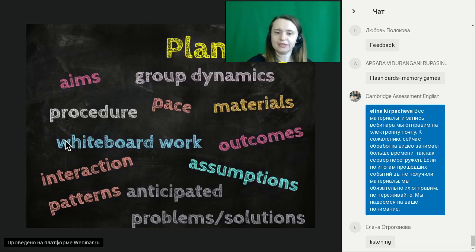So I need to think about assumptions. So what do I already know about the group? If it's offline teaching, what do I know about their level? What do I know about their character? What do I know about their abilities? So are they extroverts or introverts? How to group them? And that leads me to interaction patterns. So I need to plan who's going to talk to whom, and not to pair up students of two different levels, for example, or students who don't like each other. If we speak about groups, big groups.